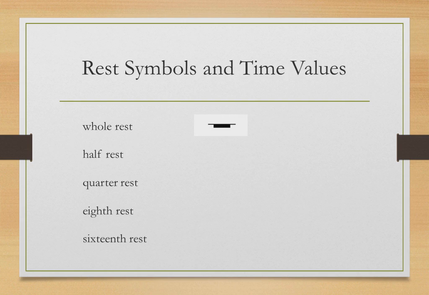Whole rest is like a shaded rectangle hanging on a line. Its time value is 4 bits. Half rest is also like a shaded rectangle sitting on a line. Its time value is 2 bits. Quarter rest looks like number 2 with a hook at the bottom. Its time value is 1 bit.